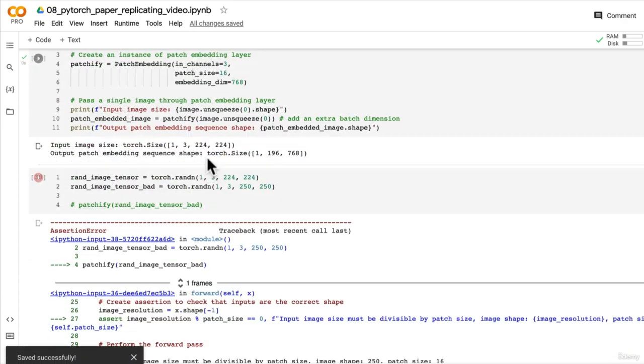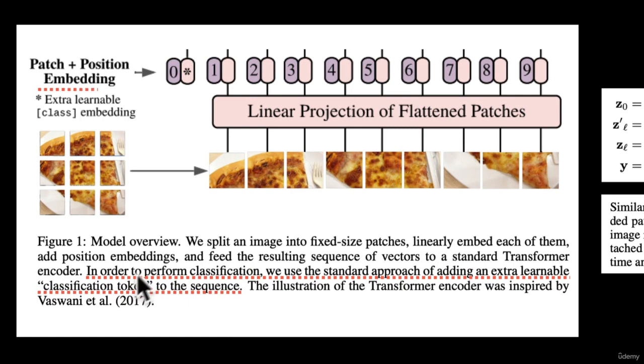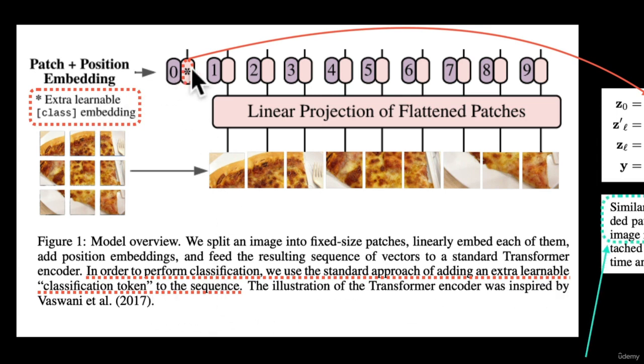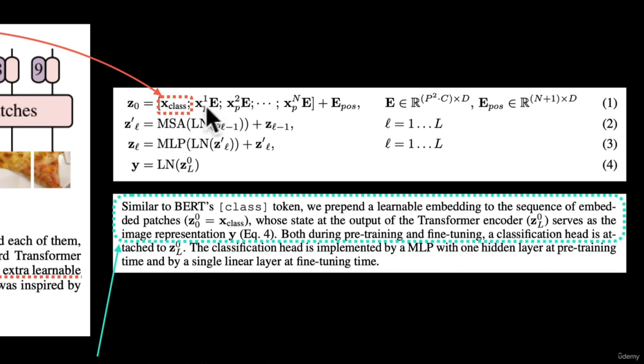So let's now jump back to the keynote. And we're up to equation 1, the class token. So we've done this little portion here, but let's remind ourselves of what the class token is all about. In order to perform classification, we use the standard approach of adding an extra learnable, that's a key word there, learnable, classification token to the sequence. So we've got this at the start here, the extra learnable class embedding. And then we have this token right at the front of our patch embedding sequence.